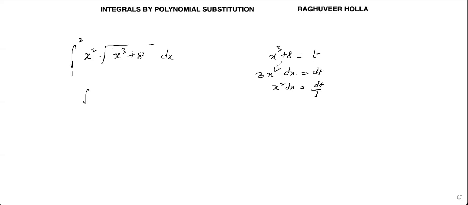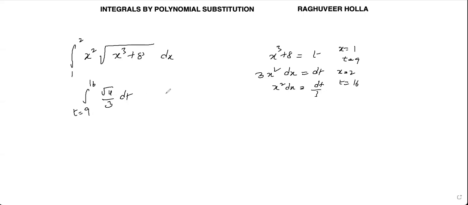the variables here. That is, when x is 1, t will be 9. When x is 2, t will be 16. So the limits should also change along with the change from x to t. So this is from 9 to 16, and this is root t by 3 dt.